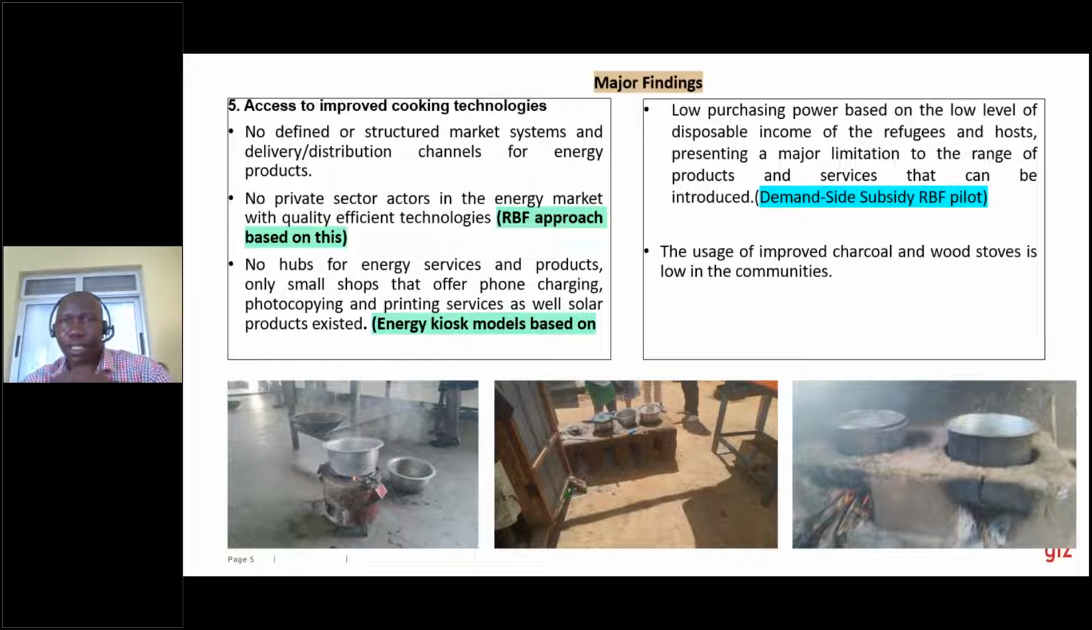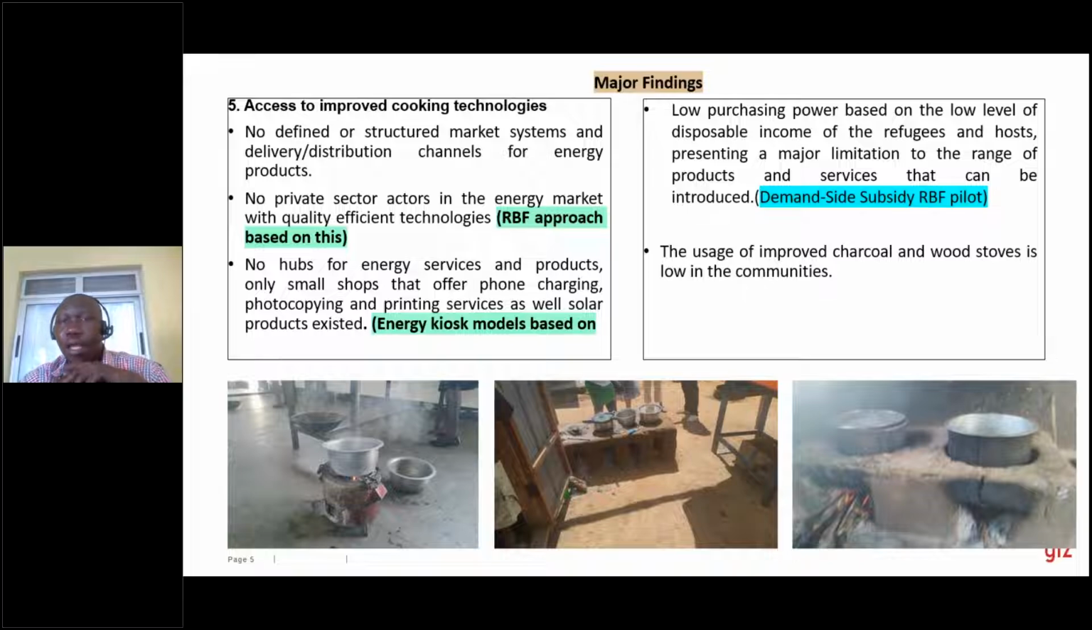So one report also indicated that generally there was low purchasing power on the side of refugees because their disposable income was very low, and it really presented some limitation on the range of products that could be provided through market-based approaches. Like Natalie explained, the end user finance study also clearly indicated that, and we, as ESDS, are also piloting the demand subsidy, which is ongoing, and the lessons will also be shared with other stakeholders as well.